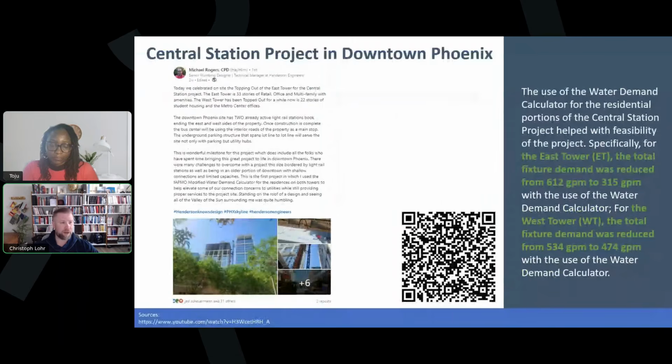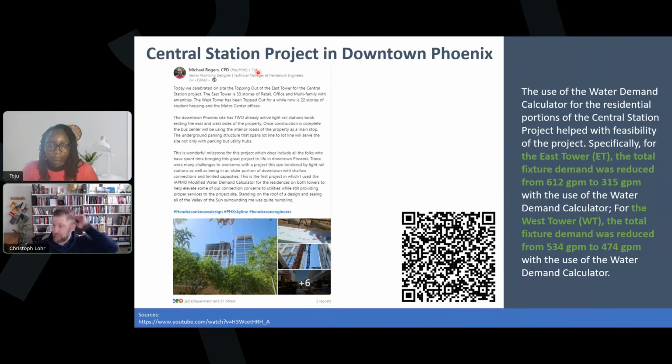And then last but not least, one that's worth noting is actually one here in my hometown where I live, Phoenix, Arizona. So the Central Station project was 2 towers. One was, I believe, 44 stories. The other one was 22 stories of mixed use. And the water demand calculator was utilized for the residential portions of that building. So those buildings included hospitality, the residential, offices, mercantile spaces, and some kitchen areas as well.